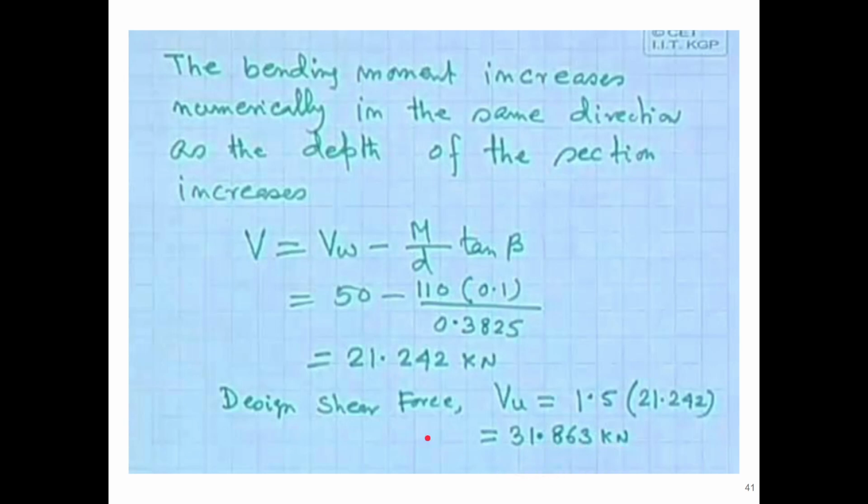Because a partial safety factor of 1.5 is taken, we overestimate on this. So it will be 31.863 kilonewton, which is lesser than 50. Even 21 was itself lesser than 50, and even after multiplying by 1.5, it is still lesser than 50. Because both moment and depth are increasing in the same direction.